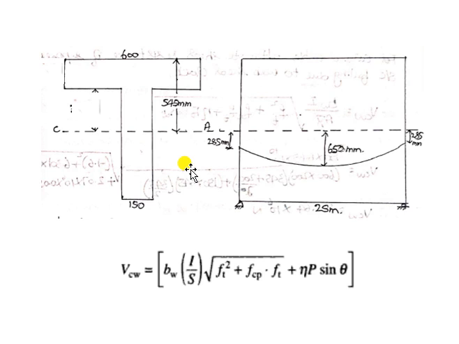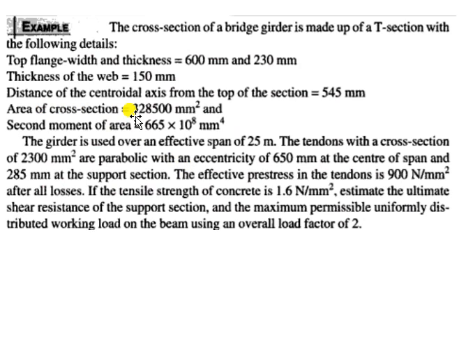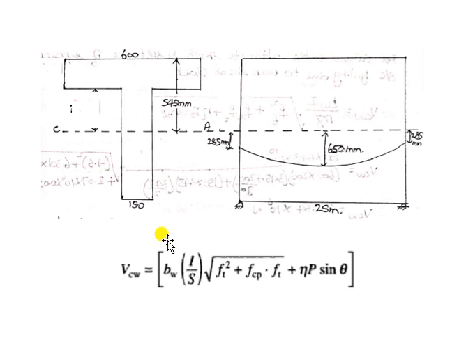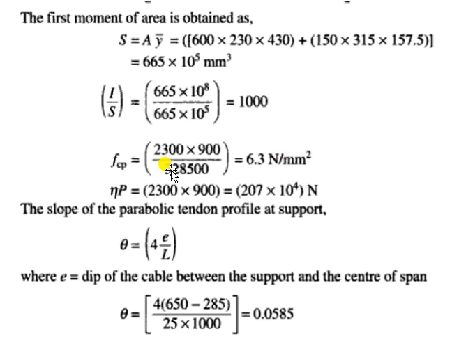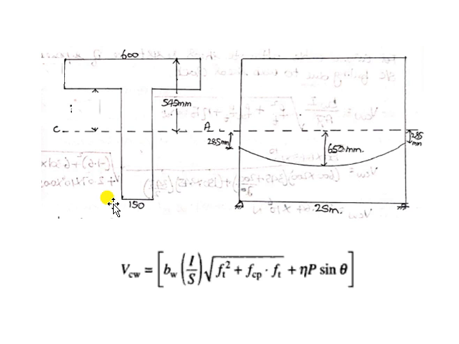So total area of the cross section is given. So total area of the cross section is 3,28,500 millimeter square. So substituting that, we will get compressive stresses in the section with respect to the centroidal axis FCP or Fx is equal to 6.3 Newton per mm square. Then in the formula we calculated what is this, we know what is width of the web, and we calculated what is FCP, and we should calculate what is eta P.